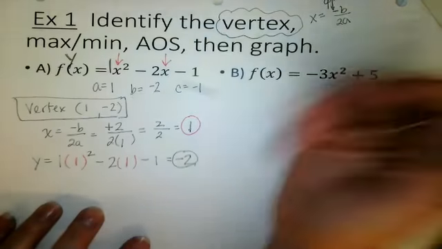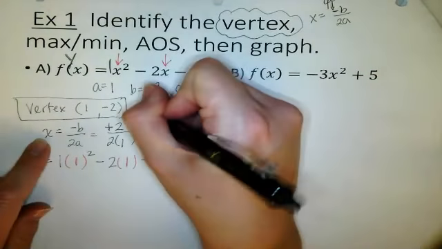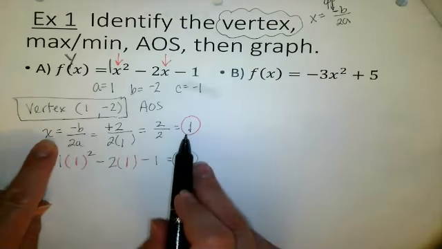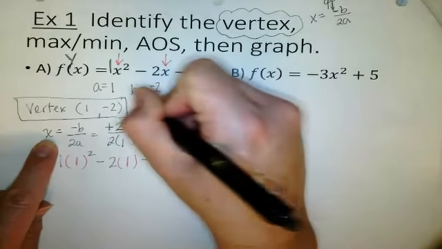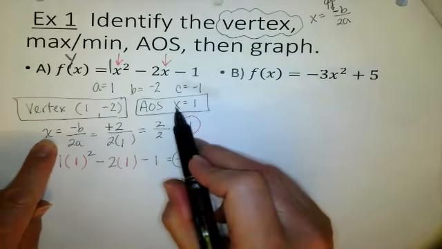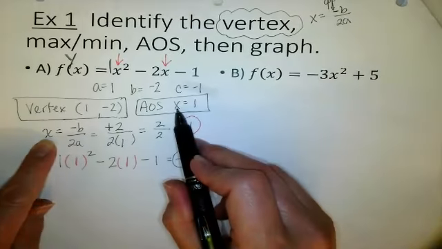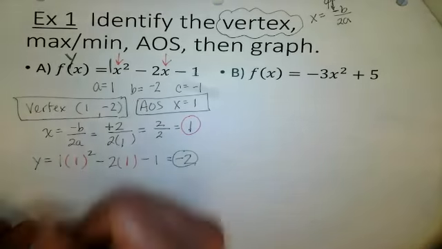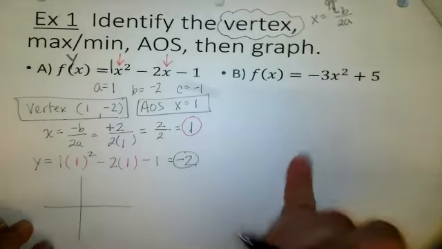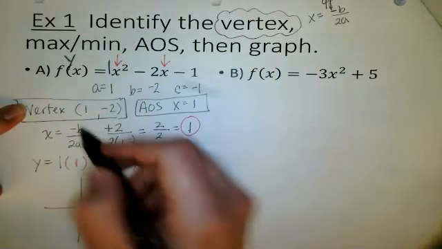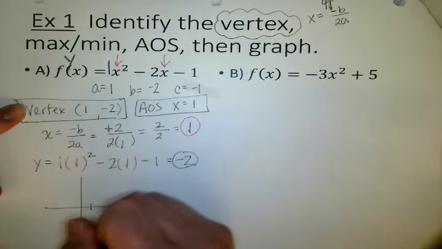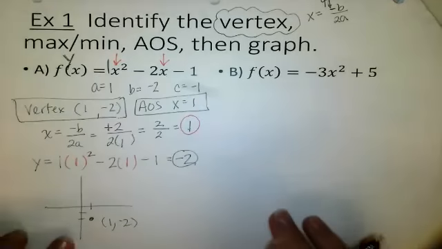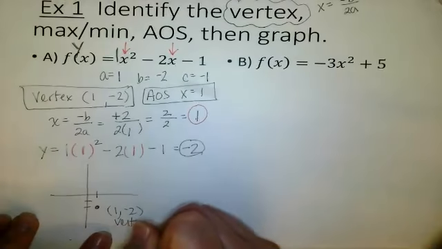The nice thing is, once I've found the vertex, I also already found the axis of symmetry. The axis of symmetry, we found it first. It's x equals 1. Always an equation. It's the x-coordinate of the vertex, x equals 1. Now, I'm going to sketch a little graph just by sketching where the vertex goes. 1, negative 2. 1 for the x, negative 2 for the y. I'm just going to label that point 1, negative 2. That is the vertex.